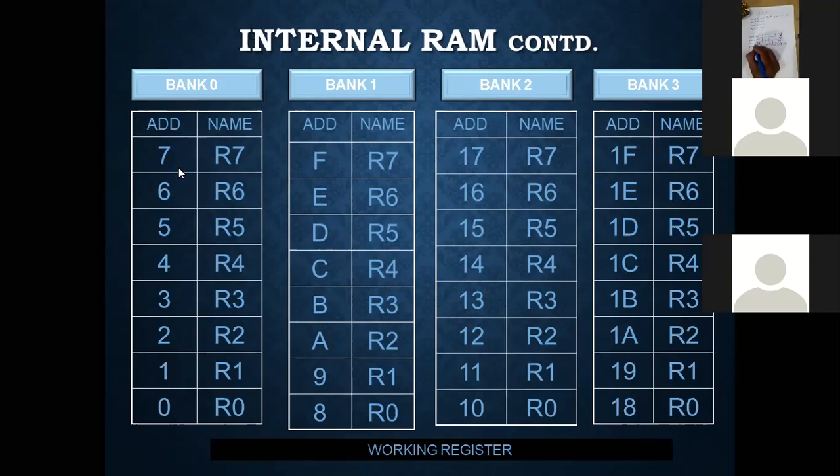Now again, bank 0 ends at 07H. So bank 1 starts at 08H and goes up to 0FH. Again, bank 2 will start from 10H, and it will go up to 17H. Bank 3 will start at 18H and go up to 1FH. Clear? So each of these registers, R0, R1, R2, R3, every register is an 8-bit register. Clear? Those all are 8-bit registers.